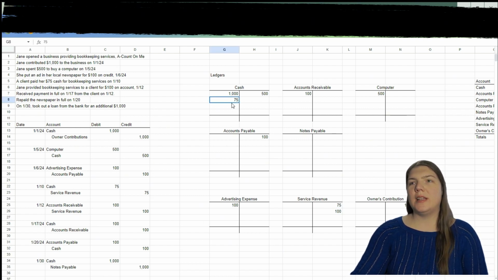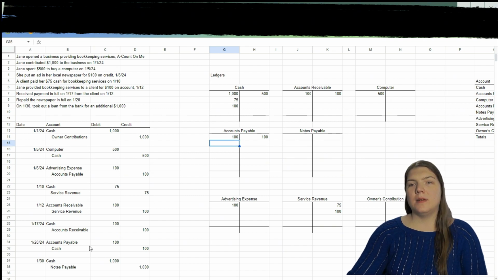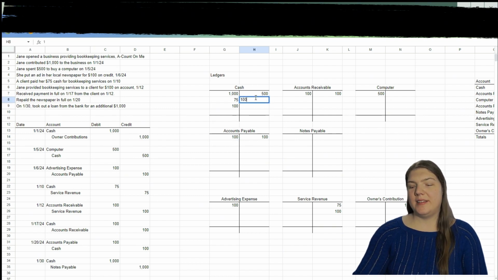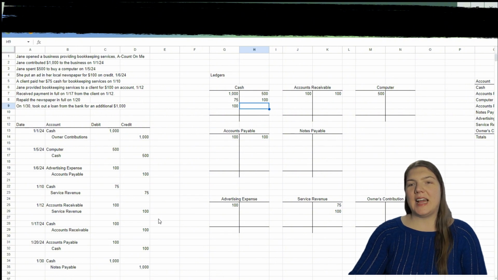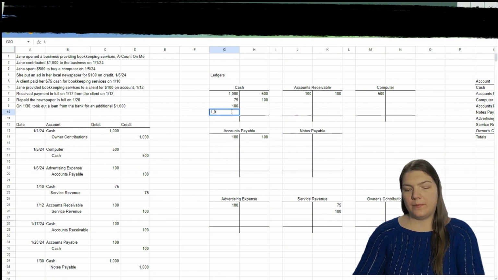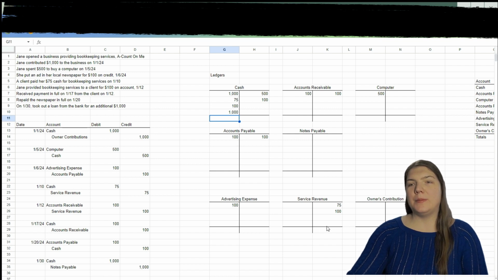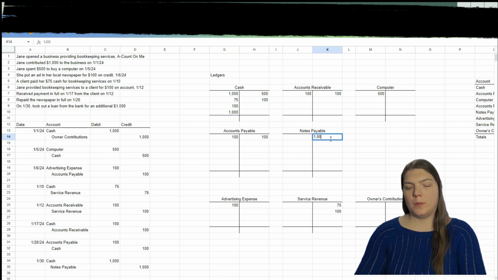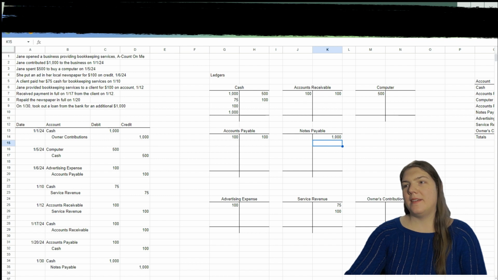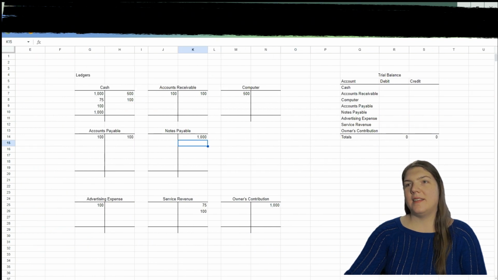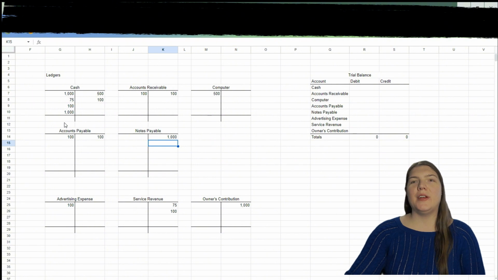Cash debit $100. Accounts receivable credit $100. Put it over here. Accounts payable debit $100. Cash credit $100. Cash debit $1,000. And notes payable credit $1,000. Okay, we have that, so I'm moving over here.